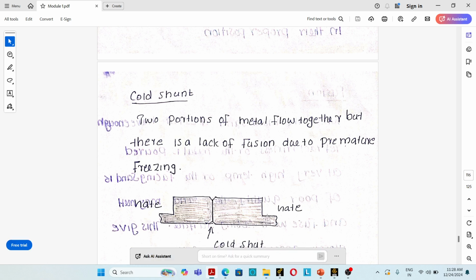So this is the gate and this is the next gate. Molten material flows through this gate and also through this gate. It will contact each other but not fuse together. That defect is known as cold shut.